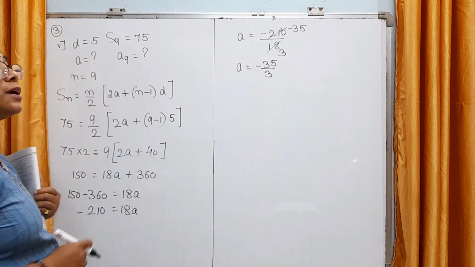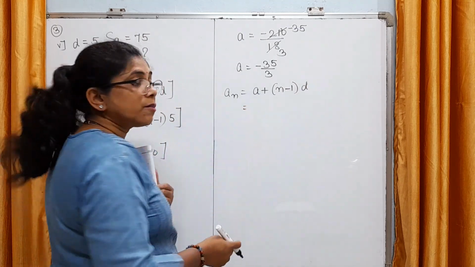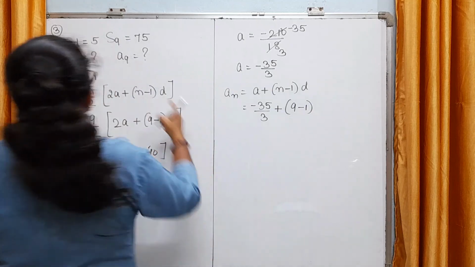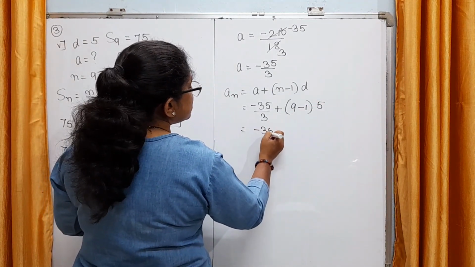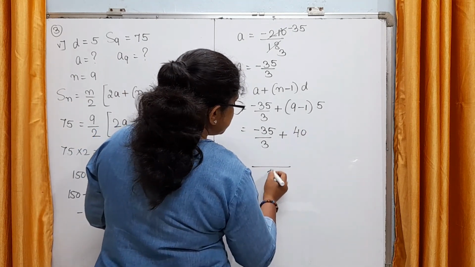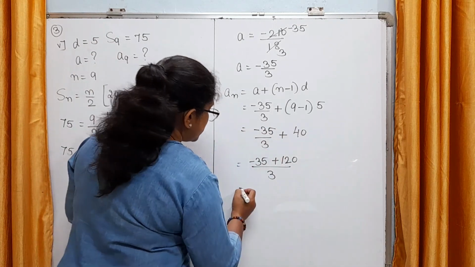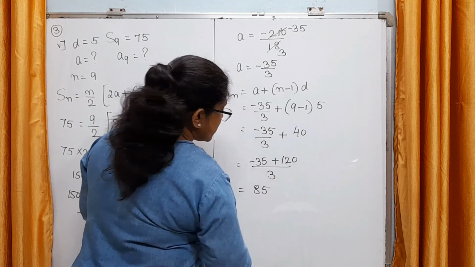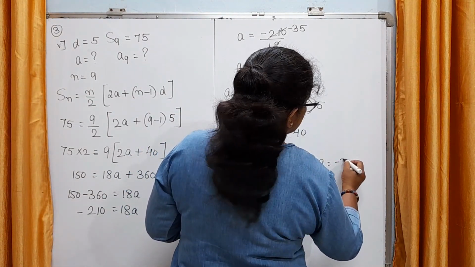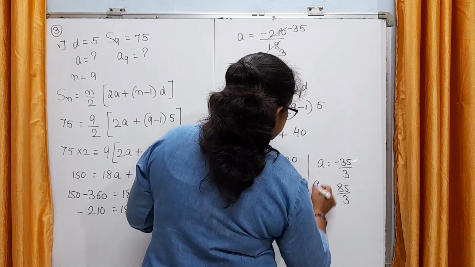Fine. Now what do we have to find? A9. An is A plus n minus 1 into d. Our A is minus 35 upon 3 plus 9 minus 1 into d, which is 5. Minus 35 upon 3 plus 9 minus 1 is 8. 8 5s are 40. LCM is 3. Minus 35 plus 120, 3 into 40 is 120. Minus 35 plus 120, so here we have 85 upon 3. So the 9th term is 85 upon 3. So what is the answer here? First A is minus 35 upon 3 and A9 is 85 upon 3.